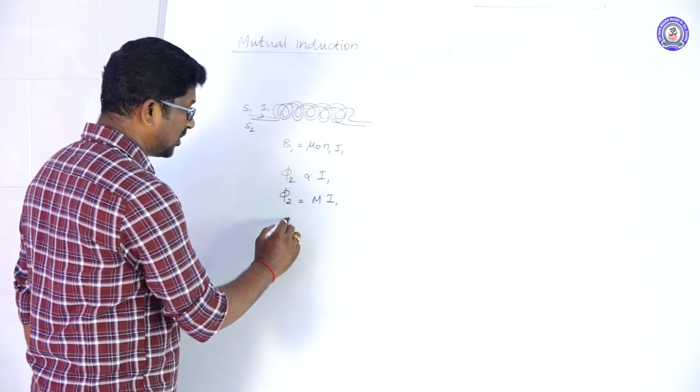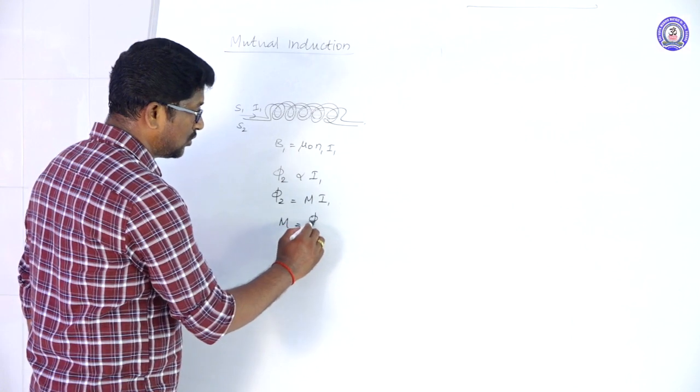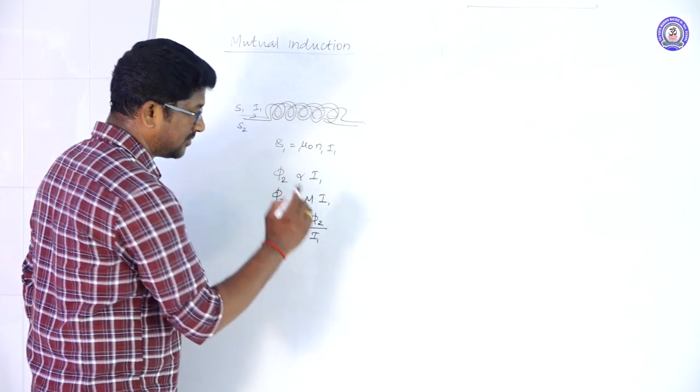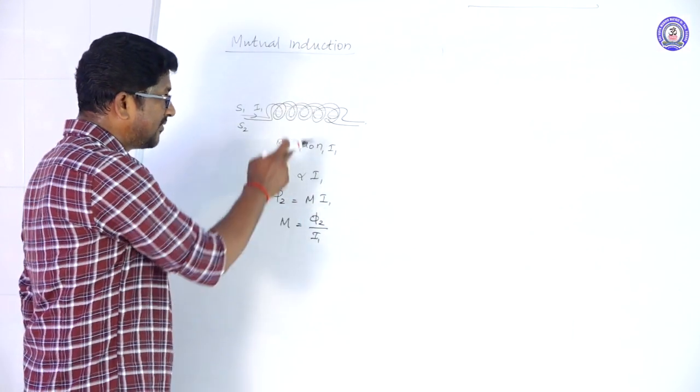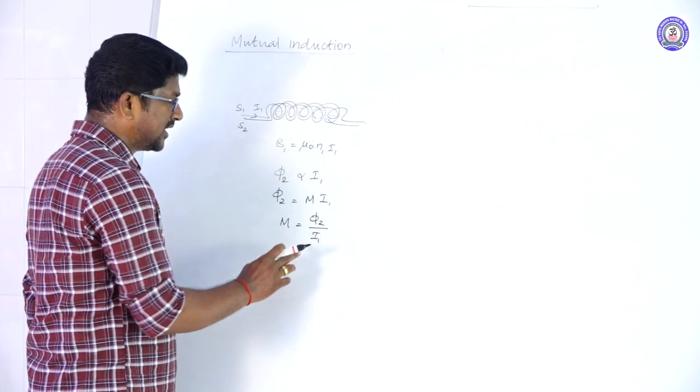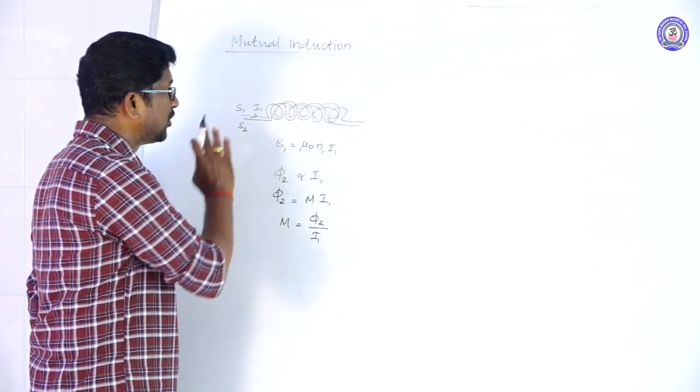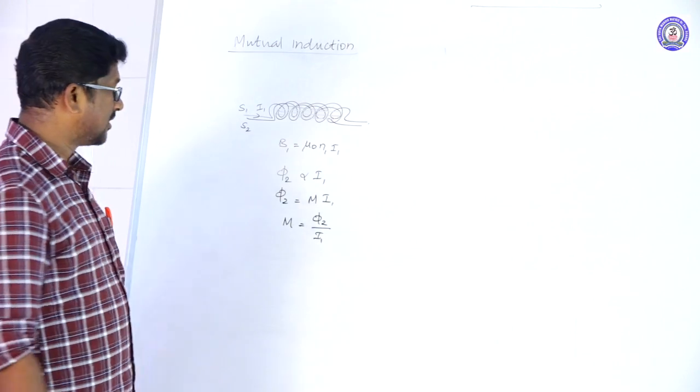Coefficient of mutual induction M is equal to phi 2 divided by I1, where phi 2 is the total magnetic flux linked with the second coil or second solenoid, and I1 is the current flowing through the first coil or first solenoid.